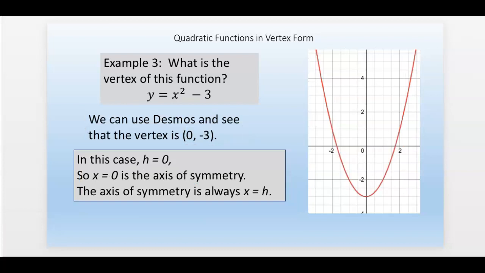Okay, next example. This one just says x squared minus 3. Guys, that means h is 0. So it just slides up and down when h is 0. Okay, minus 3, it moves down 3. So the vertex is 0, negative 3. All right, the axis of symmetry is always x equals h. Always. That's one of the reasons we put it in vertex form. It is easy to find the axis of symmetry.